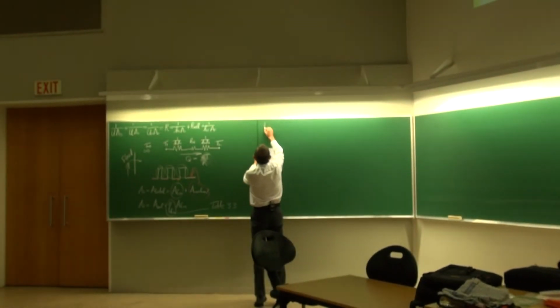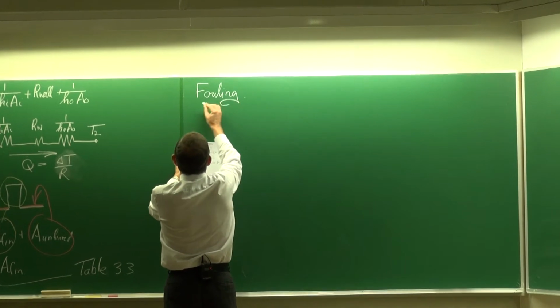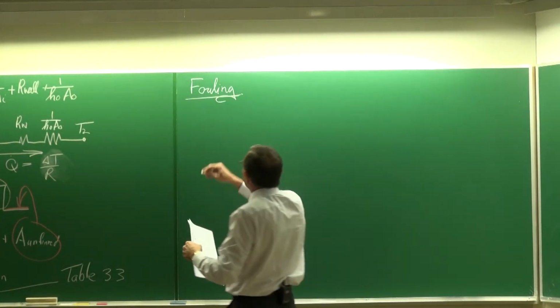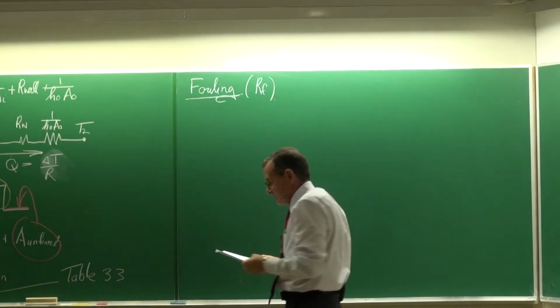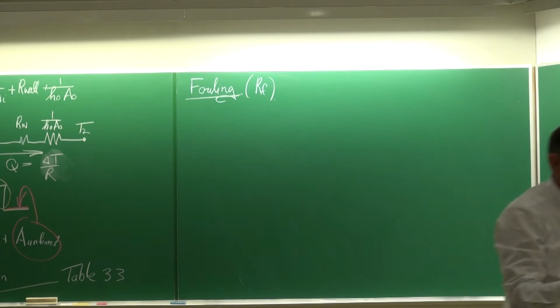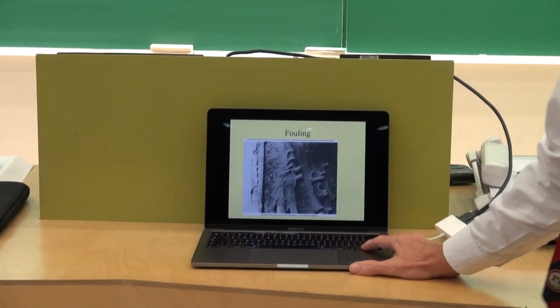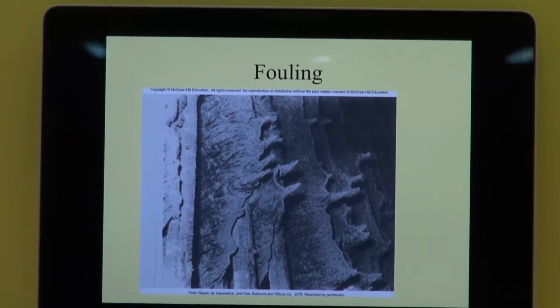Something else that we have to take into consideration when we look at heat exchangers is fouling. And we do that by an extra resistance term, RF. And I would like to show you some photographs of typical fouling that can happen on a heat exchanger area. So there's, for example, some scale.